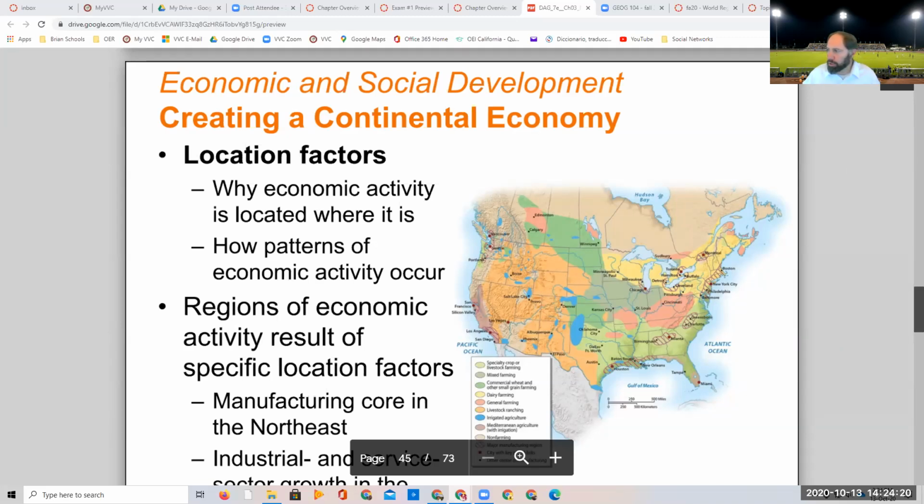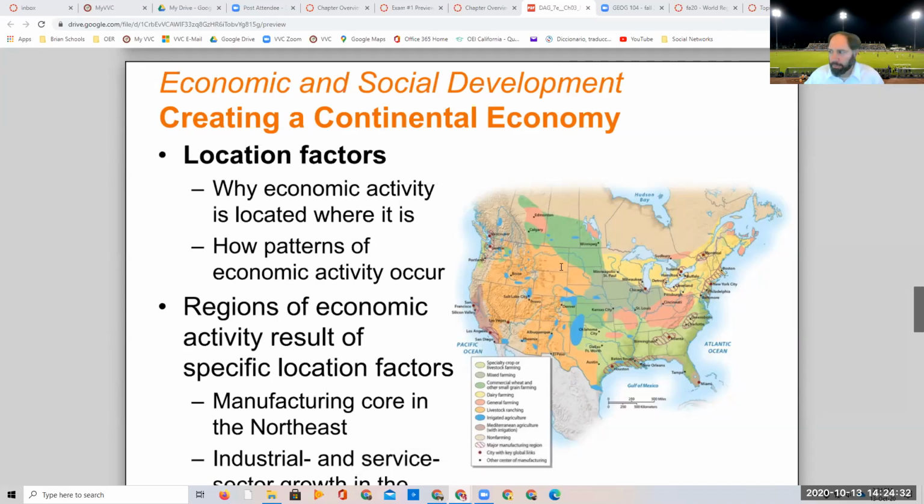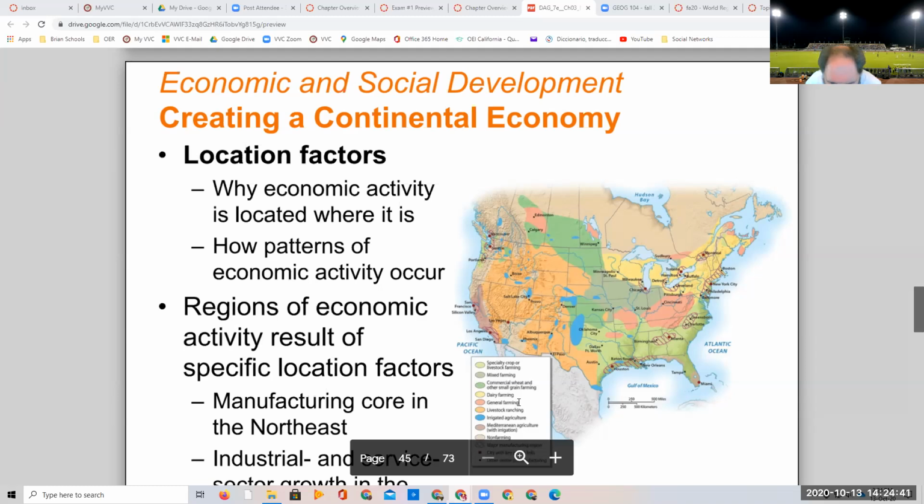So the question could be, using the map below, what are the spatial settings of economic activities in North America? Indicate why specific activities are located where they are in the US and Canada. Okay, so let's talk about this general farming one, that pinkish one.